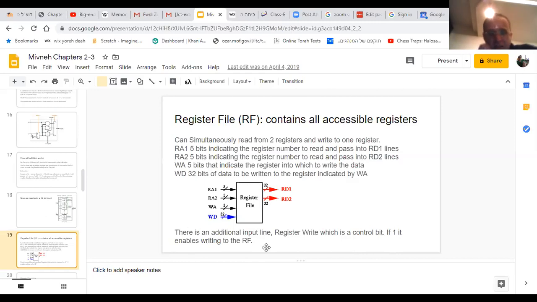There's an additional line here which is not drawn in this picture, which is a control bit. If it's 1, then it enables me to write to the register file. If it's 0, then it disables this whole thing from the perspective of writing. It still can read, but it prevents me from overwriting when I'm not interested in writing. When I don't want to write, I set the control bit to 0. That's all I'm explaining on this page.